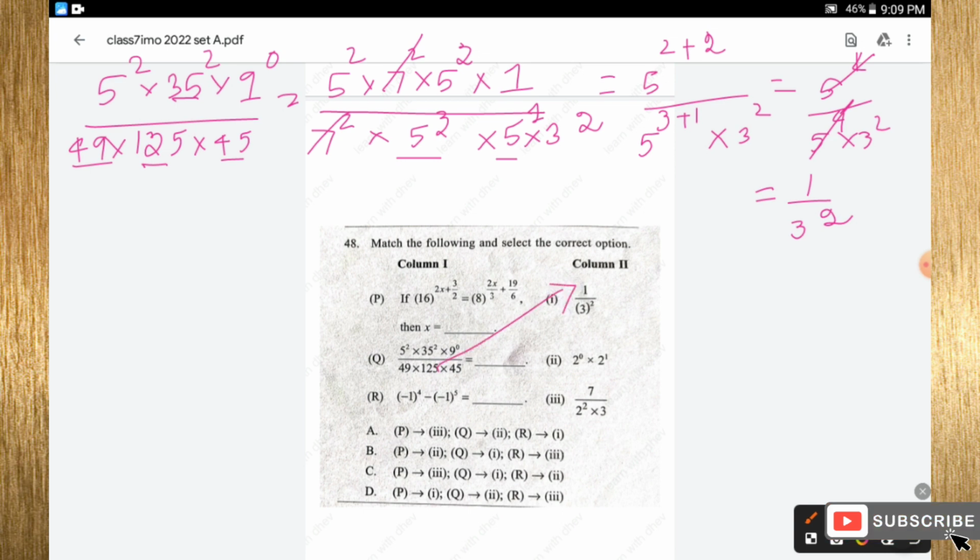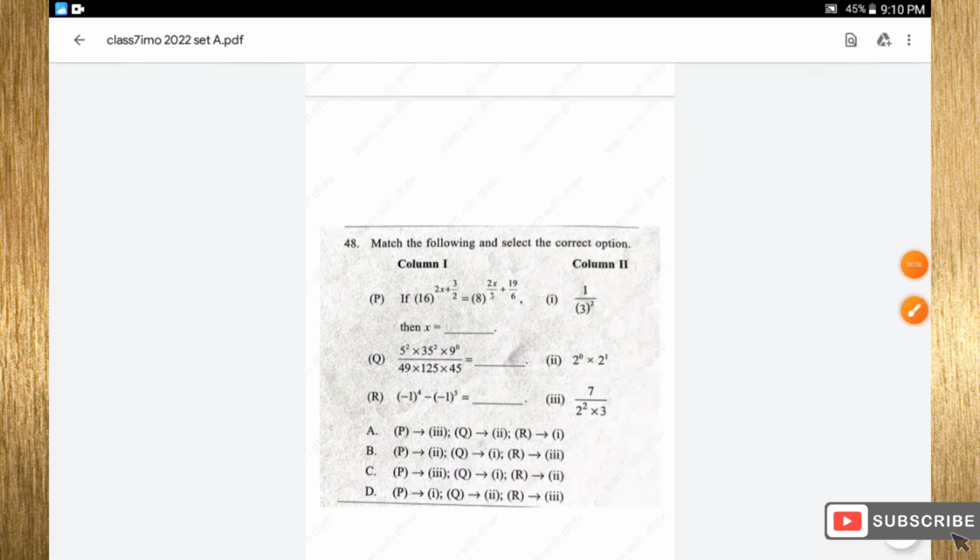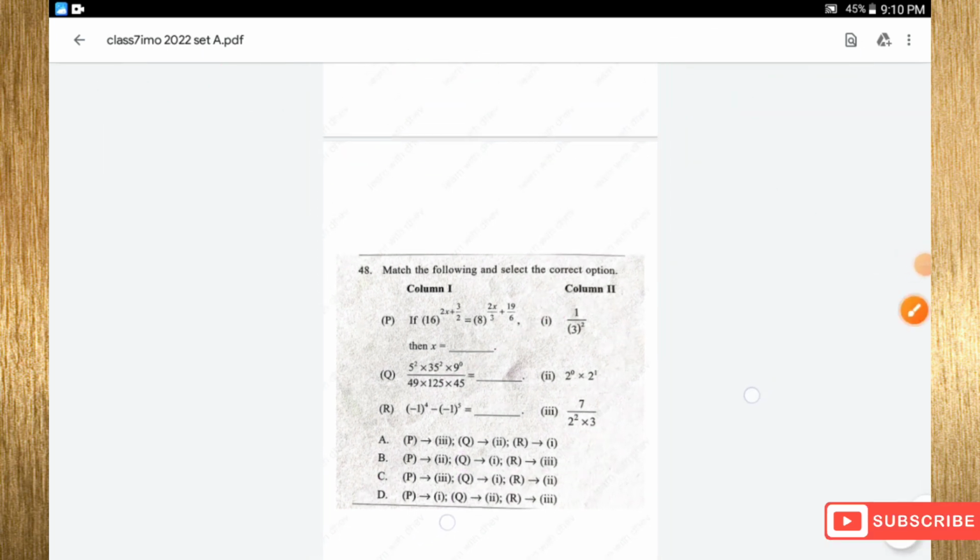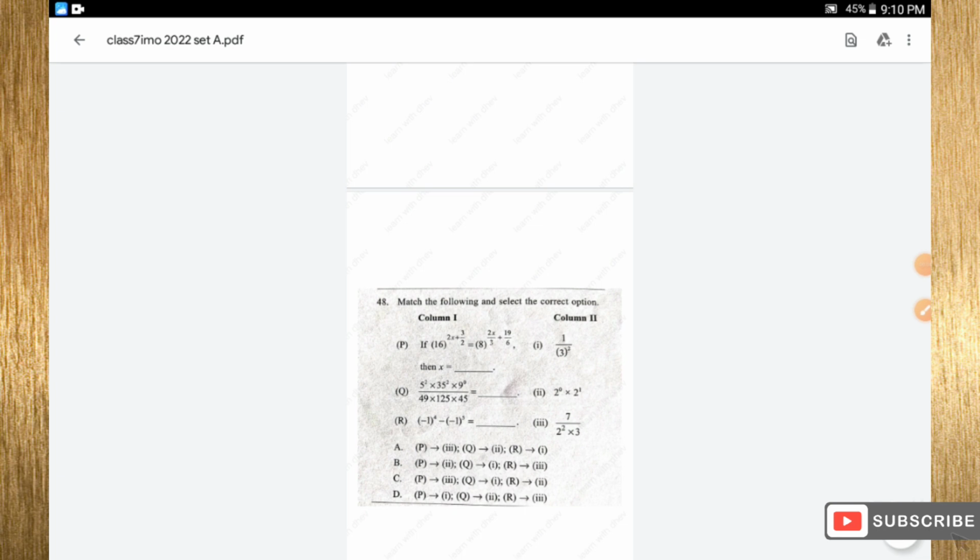So just move on to option C here, which holds the right answer. Yes, option C again holding the right answer, and R also we have already found out, right? So then we'll find out the answer for the subdivision P. So next question, P.